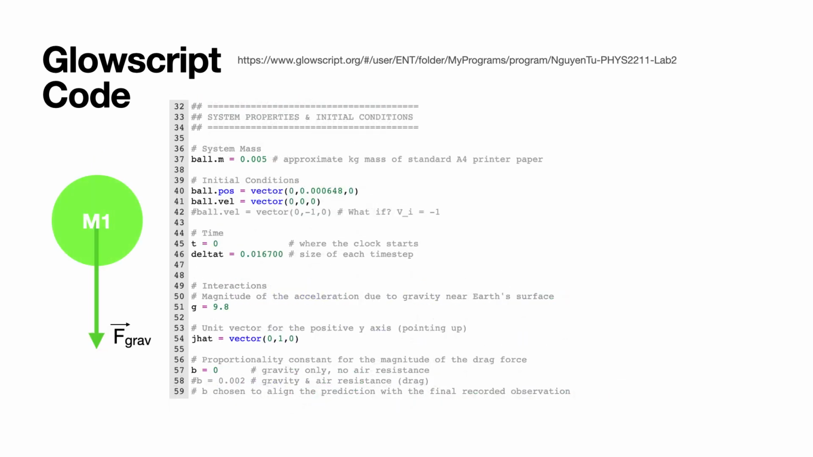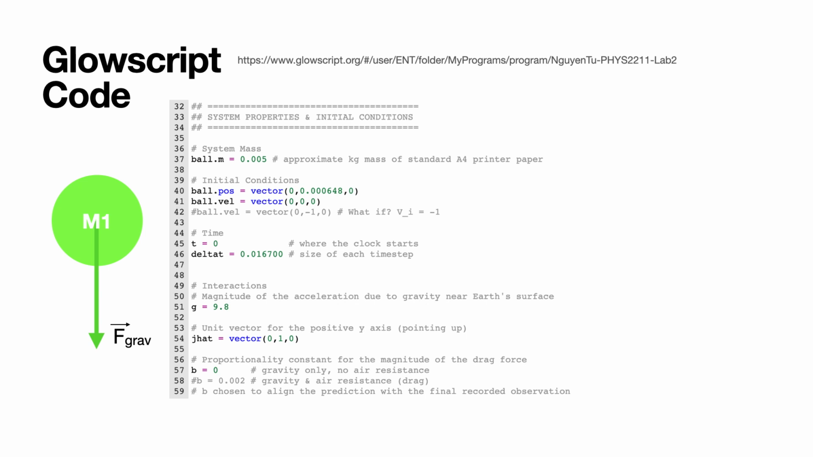In this section of the code, the system properties and the initial conditions of the observed paper ball are assigned in code. Of note, the mass of the paper ball is estimated to be 0.005 kilograms from Google. The ball's position and initial velocity are both in vector format, with the y component being the second number in their respective vector. The change in time is set to 0.0167 seconds, the change in time between each of the recorded measurements from the observation video.